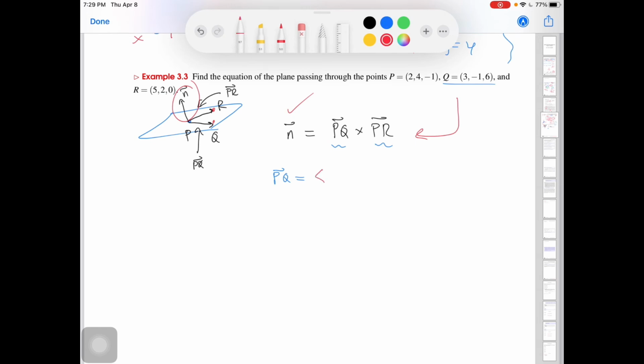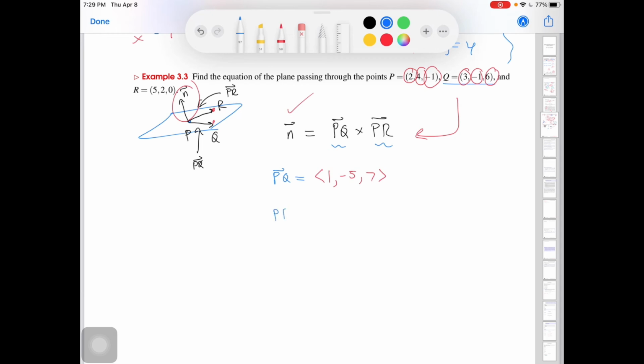So PQ is 3 minus 2. That is, let's see here. Yes, 3 minus 2, that's 1. And then we have negative 1 minus 4, so that's negative 5. And then we have 6 minus negative 1, 6 plus 1, 7. So that's our PQ vector.